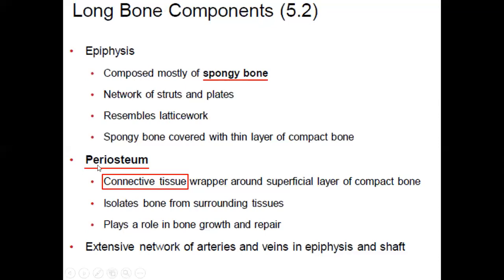The periosteum. Think peri means around or to surround, and osteo is bone, right? So osteo, the root word, means bone, and peri means around or to surround. So the periosteum is connective tissue. It's a layer of connective tissue that wraps around compact bones. It basically isolates bone from the surrounding tissues to protect bone, but it also plays a role in bone growth and repair, which we'll talk about later. There's lots of arteries and veins that make their way through the periosteum to get into bone and supply blood to bone.